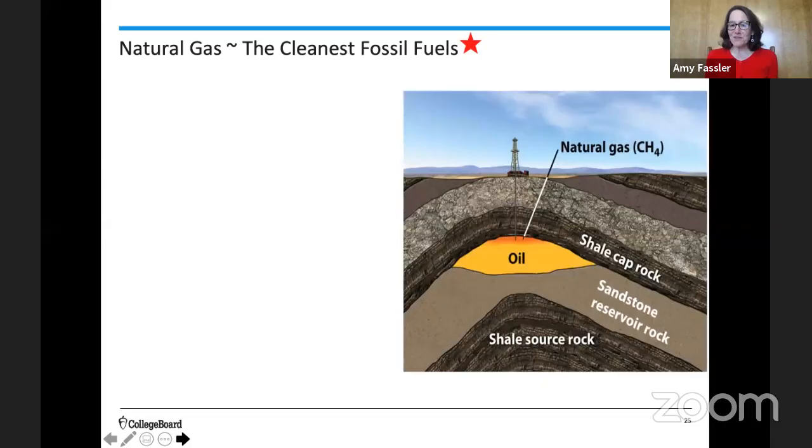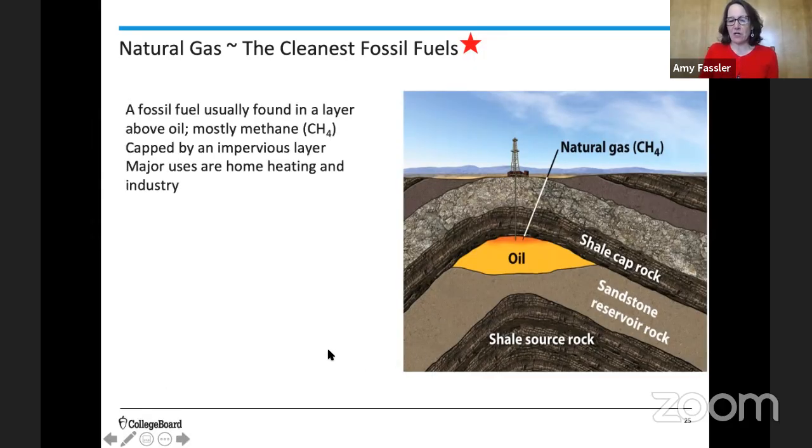So our next fossil fuel is natural gas. Natural gas is defined as the cleanest burning fossil fuel with a big asterisk by it, and we'll come back to that asterisk in a minute. Natural gas looks like that picture that we looked at the very beginning. It's a fossil fuel. It's usually found in a layer above oil because it's a gas, it's lighter. The natural gas itself is a mixture, but for our purposes, we can call methane and natural gas the same thing. I could say natural gas, methane, or CH4 if I were writing about this fossil fuel in an FRQ.